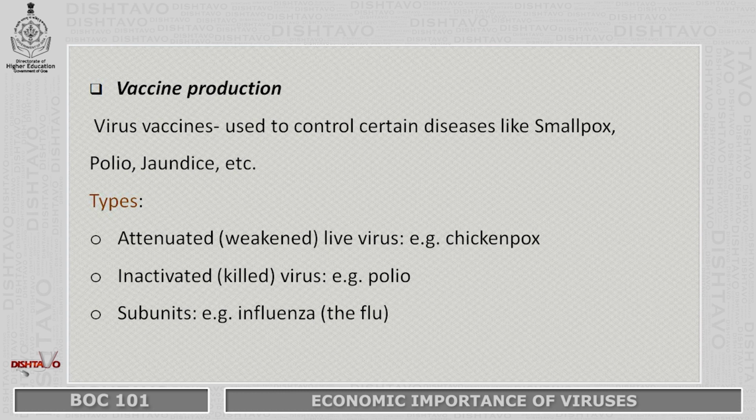Example, chickenpox. Secondly, inactivated or killed viruses. Here the killed viruses are directly injected inside the body of the host. Example is polio. And thirdly, subunits. Here the entire virus is not used. In fact, small subunits of the particular virus are used. Example is influenza.